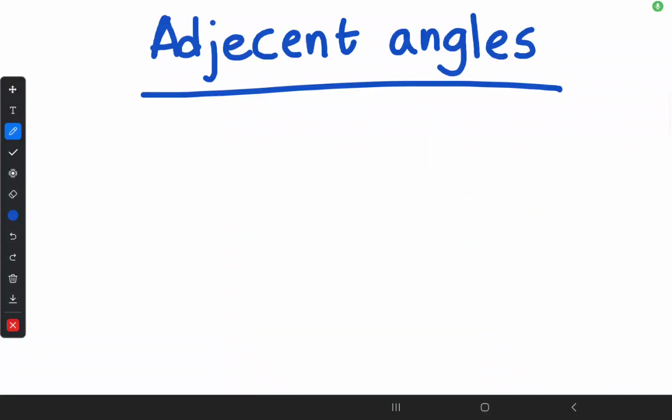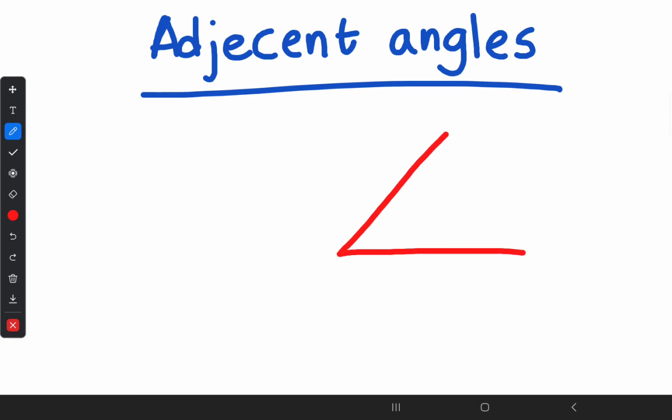What is an acute angle, right angle, obtuse angle, straight angle, and reflex angle. So what are adjacent angles? Okay, adjacent angles. Let's discuss that one. Adjacent angle means one angle is adjoining another one. I'll draw a diagram to explain.